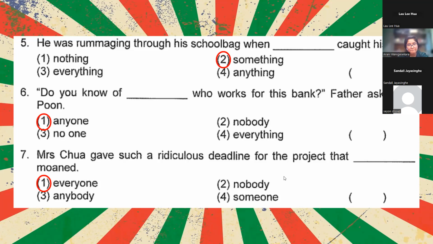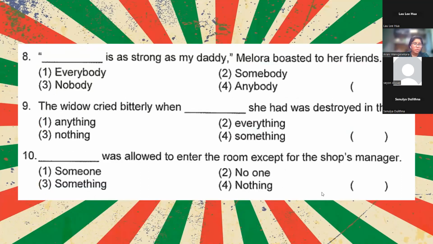Because there are a lot of subjects in the sentence. Yes, correct. If someone refers to one person, right? So you can't use the word someone. So we'll move on to the 8th question.